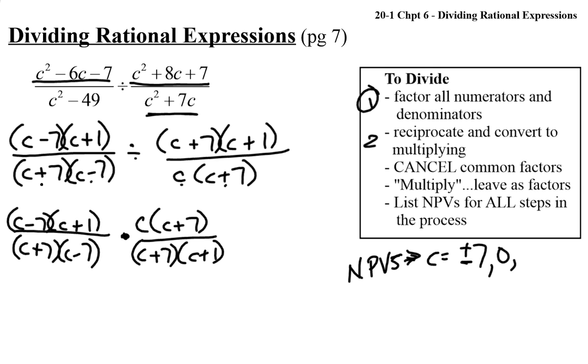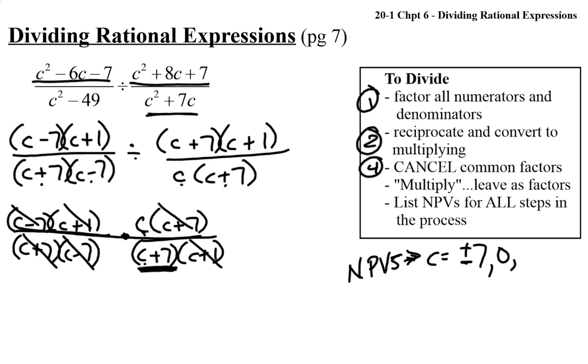There's the reciprocate and multiply, and now because it's multiplying, we can cancel. Cancel common factors. C minus 7, C minus 7. C plus 7, C plus 7. C plus 1, C plus 1. I cannot cancel these C's because C plus 7 is the entire factor. It's a binomial. I cannot cancel part of a binomial with the monomial.